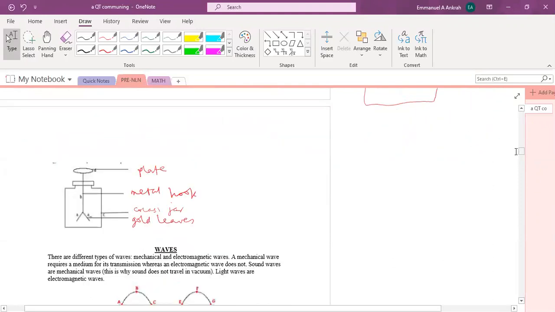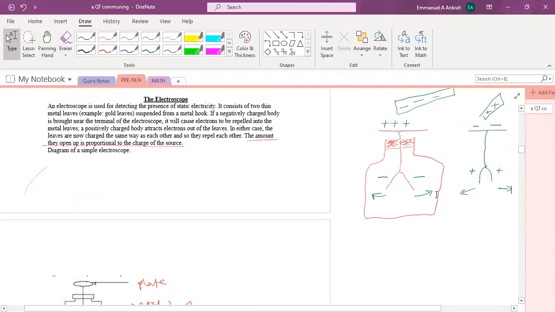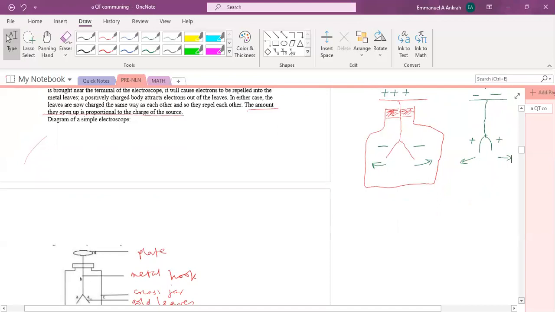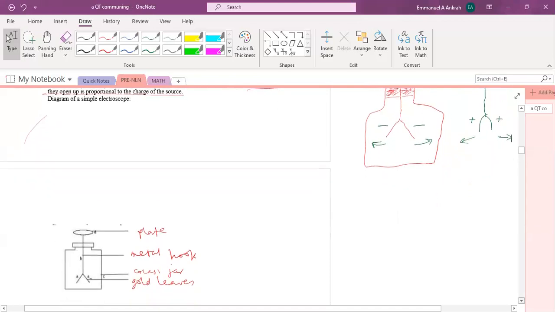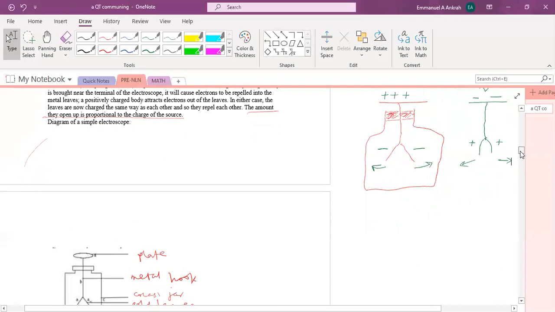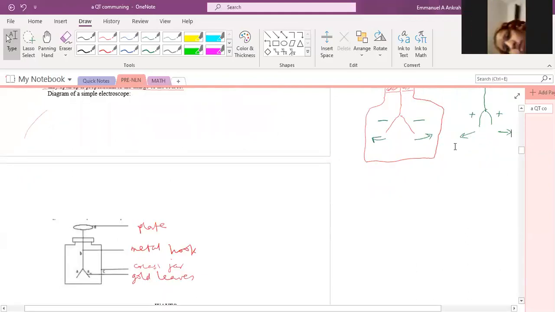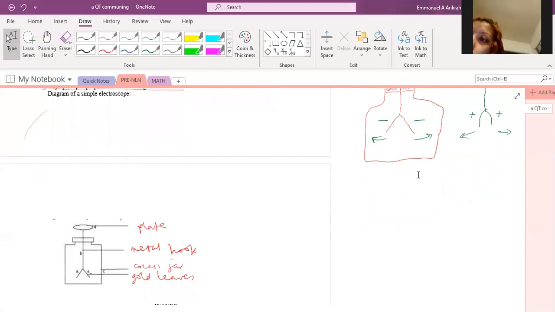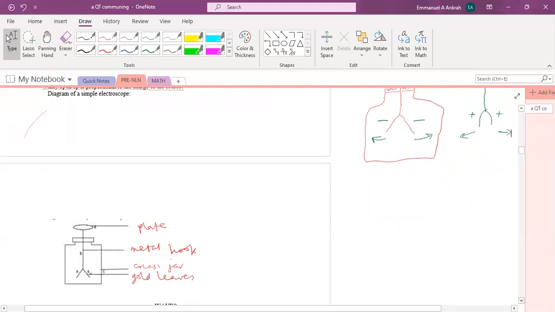Okay. So you could have a question where they ask you what happens to the leaves, the gold leaves, when you bring a negative charge to the plate here. What happens? Do they stay together, do they move apart, and so on. Okay. All right, good. Any questions on the electroscope? Questions on the electroscope? Okay.